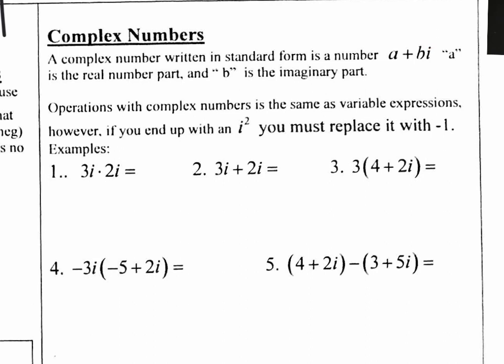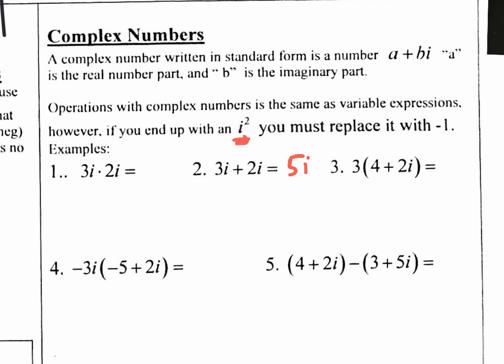And when you deal with the letter I, the variable I, just treat it like an x, all right? For example, what's 3x plus 2x? 5x. So right here, what's 3i plus 2i? 5i. Everybody write down 5i for number 2. That's pretty easy, right? The only thing that you have to watch out for, guys, is I squared.